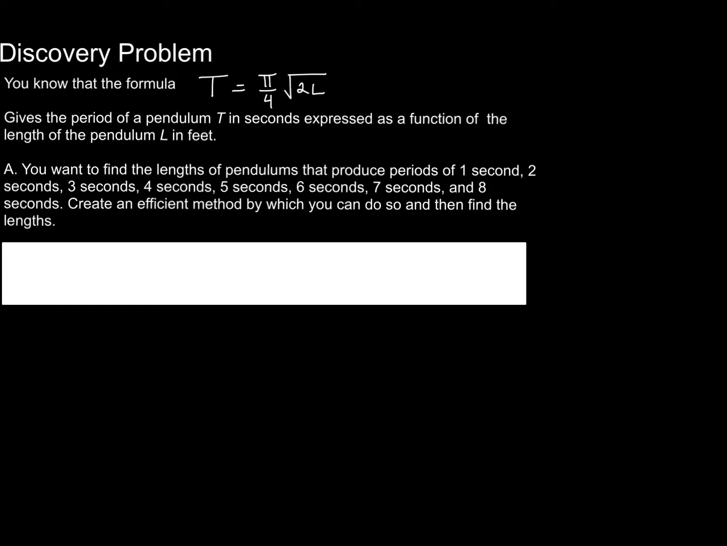Here's what you want to do first. You want to find the lengths of pendulums that produce periods of 1 second, 2 seconds, 3 seconds, 4 seconds, 5 seconds, 6 seconds, 7 seconds, and 8 seconds.